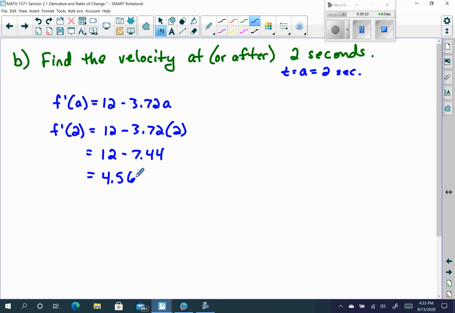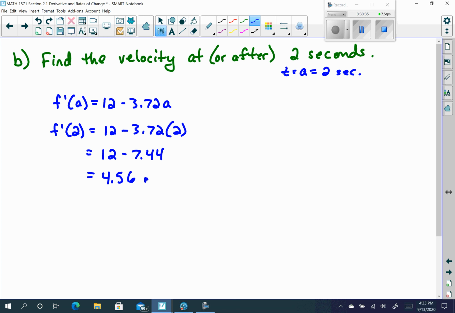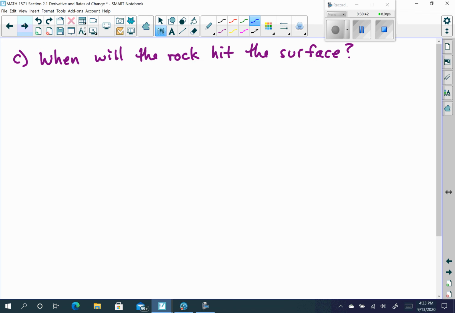So going back to the beginning of the problem, velocity is 12 meters per second. That's the initial, and then we're seeing its height after t seconds given by this equation here. So again, we're in meters per second. Velocity is always a rate per time, so meters per second here. For part C, when will the rock hit the surface? Well, right now this has nothing to do with velocity, it's just position. So the rock's going to hit the surface when the height is what, guys?